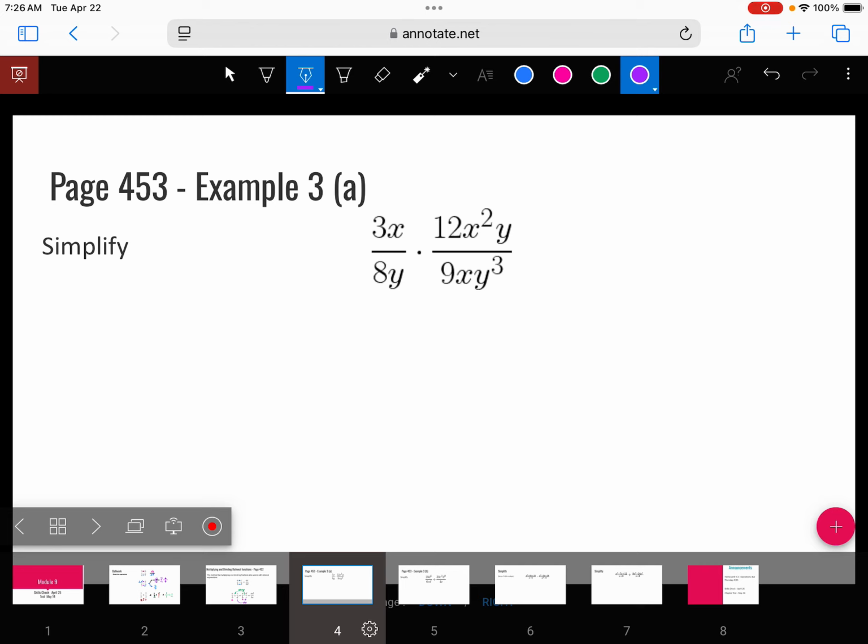As that very first one on that page. We've got 3x over 8y times 12x squared y over 9xy cubed. And thus we begin to see why I made you packets, because writing that thing down would have been a pain before we even did any math. So what do we notice on this one? What are we gonna do? Multiply.